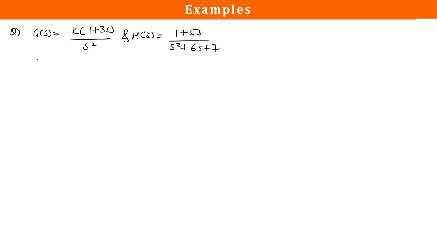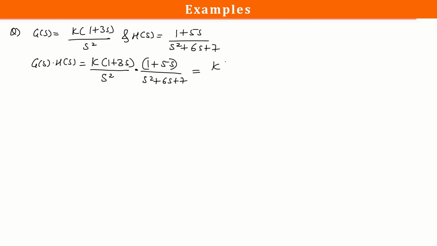So we can write the open loop transfer function as G(s)H(s). Here it will be K(1 plus 3s) upon s square, then into (1 plus 5s) upon s square plus 6s plus 7. Now we can rewrite it in a proper multiplication form. So it is K(1 plus 3s)(1 plus 5s) upon s square times (s square plus 6s plus 7).